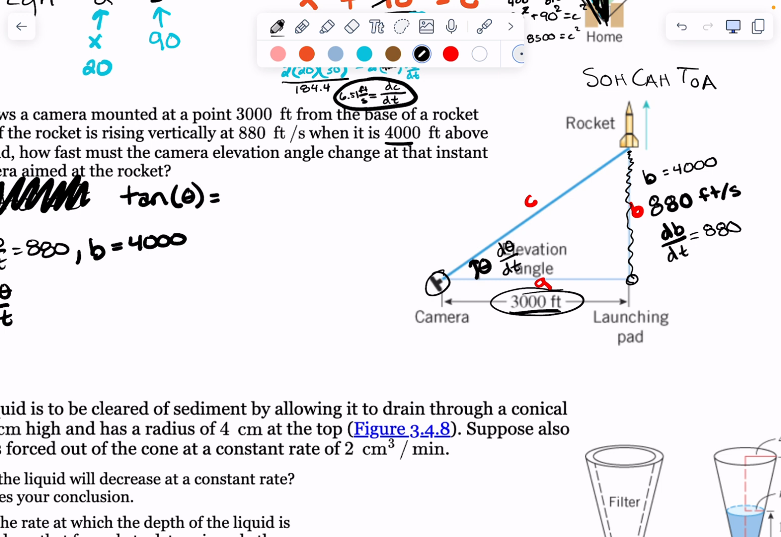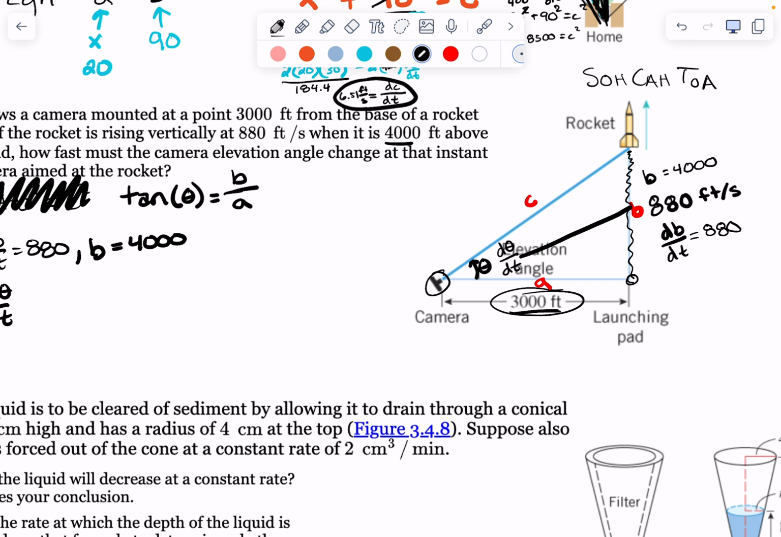Theta equals opposite over adjacent. What's the opposite side? What do we name the opposite side? We named it B, right? Over the adjacent side, which we named A, right? Okay, we'll get to that.